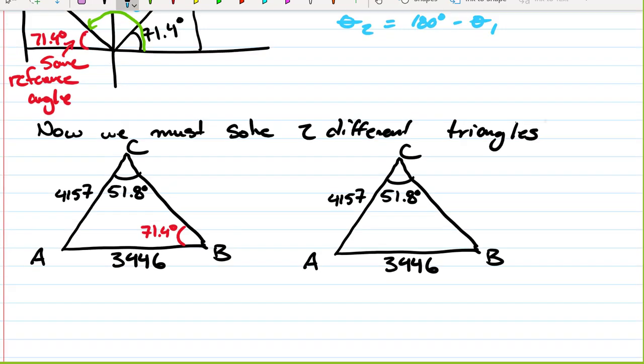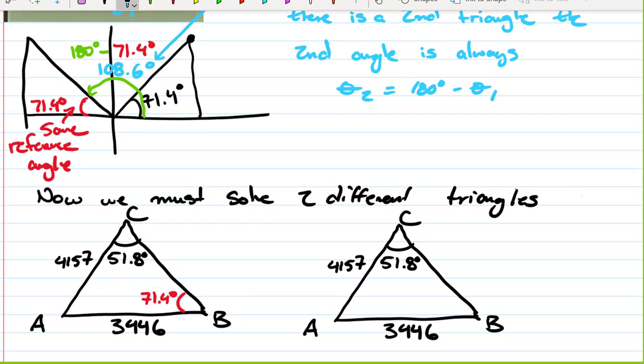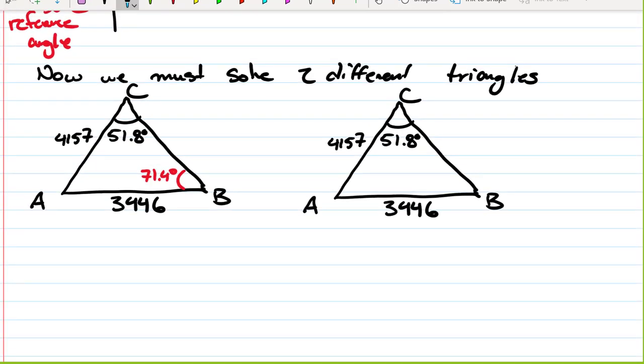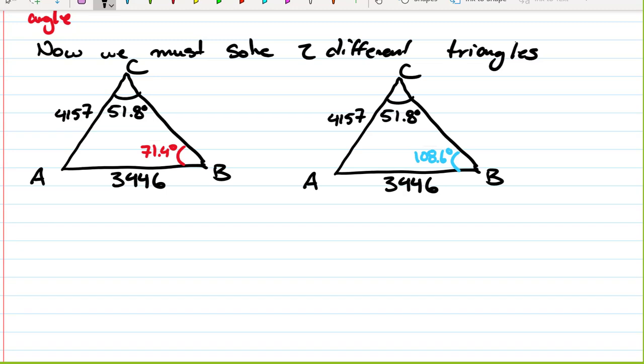And then our theta 2 was the complement of that angle, which was 108.6 degrees. So now we need to resolve each of these triangles separately. In both triangles, angle A is missing, but we know that angle A is going to be 180 minus the other two angles, 51.8 minus 71.4. And we do our subtraction, and we get 56.8 degrees.